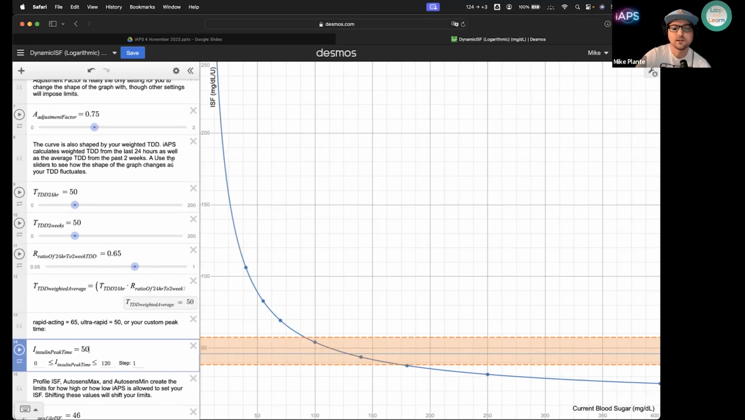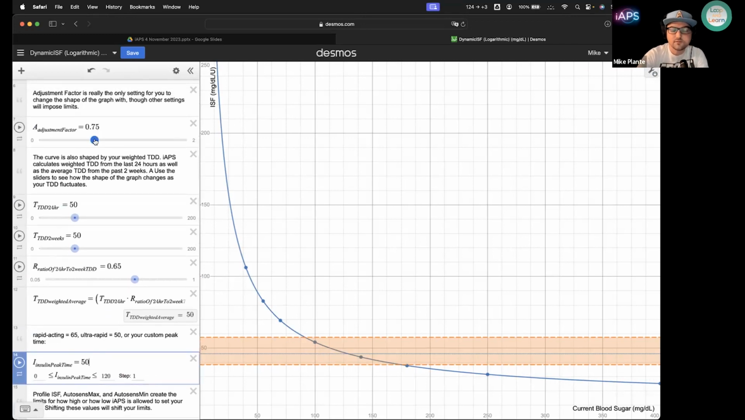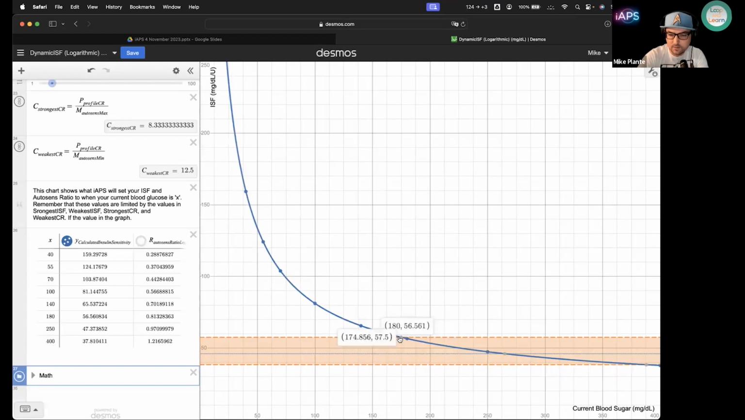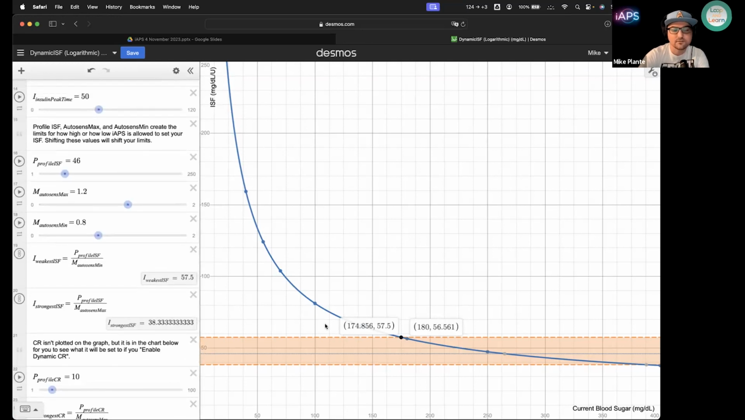So the next big thing that affects it is the adjustment factor. The default setting for adjustment factor is really based more on the sigmoid value, which is why it's set to 0.5 by default. But if you notice here, 0.5 for most people will make the ISF way too weak. In this instance, for anything less than 180, their blood sugar, they'd be getting the lowest possible ISF it's allowed to set, or not the lowest, the weakest. So your blood sugars would probably be elevated, and it'd be harder to get them down because it'd be thinking that your ISF is a lot weaker than it really should be.